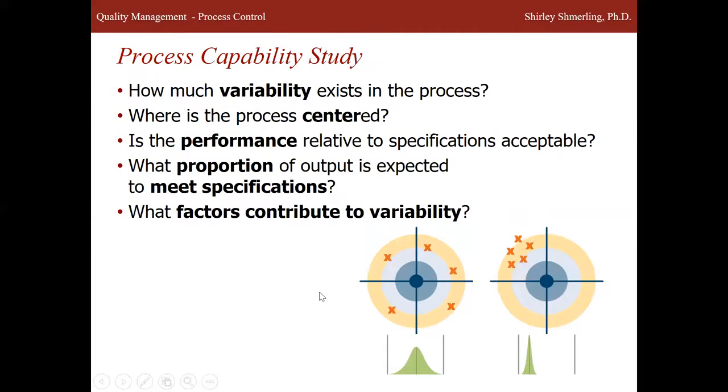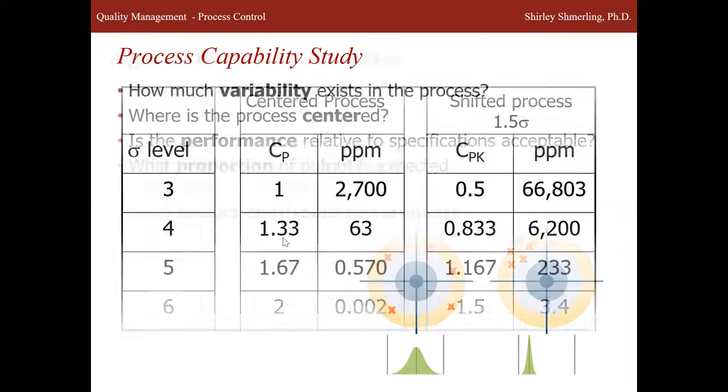So when we're looking at a capability index study, we are going to look at the variability in the process. We will look at whether the process is centered and what the performance is relative to the specification of the customer, whether it's acceptable or not, and what proportion of the output is expected to meet specification versus those that don't, which will help us determine the defects per million. The next step will be to understand the factors that contribute to the variability.